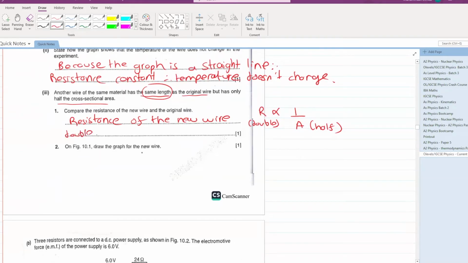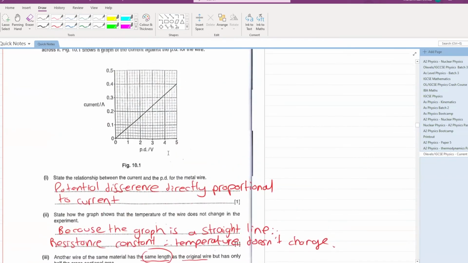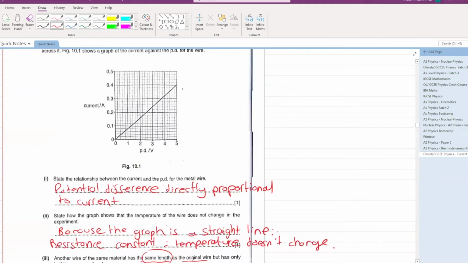On figure 10.1, draw the graph for the new wire. Okay, we have to now draw the graph for the new wire. If you notice here, the original wire has a resistance of what? 5 divided by the current, that is 0.4. Voltage is 5, current is 0.4. This comes out to be 12.5 ohms for the original wire.